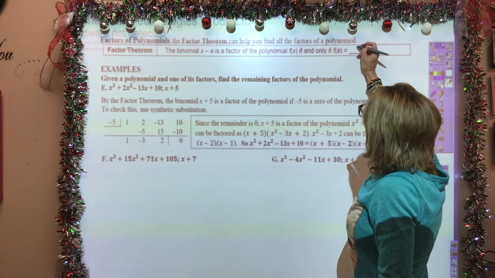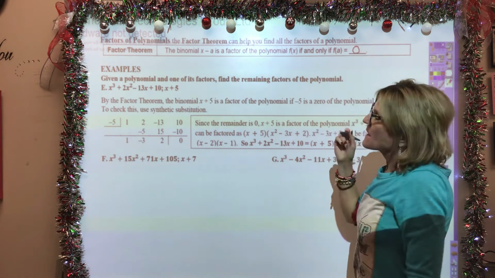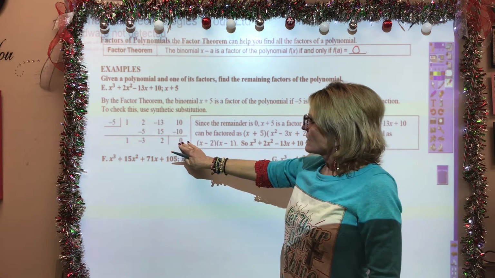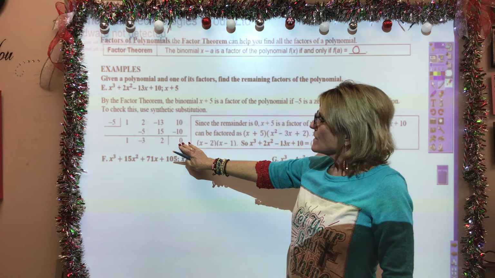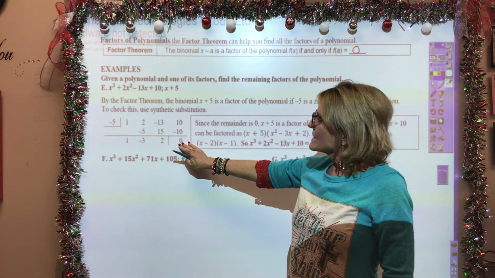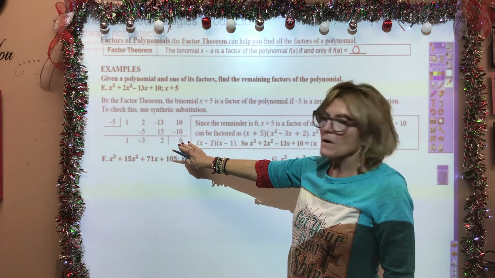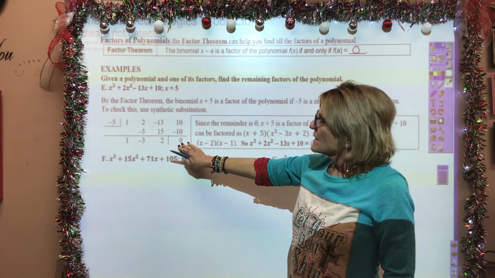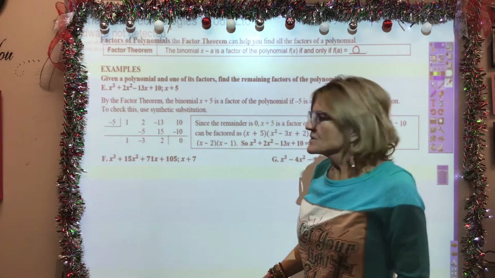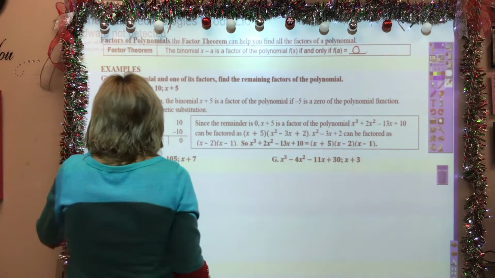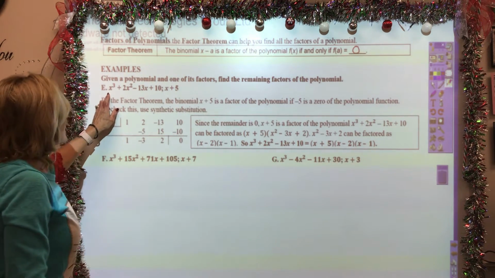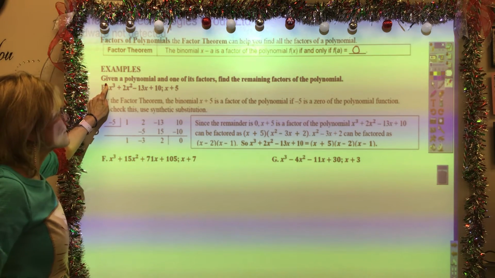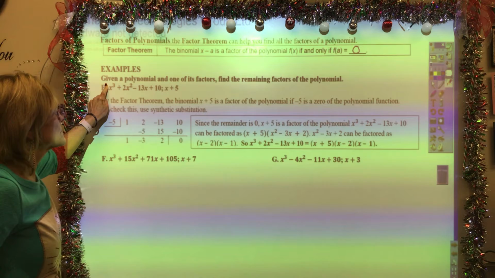a equals 0. So that means that when we do synthetic division, if our last number is 0, then we can further factor down the polynomial. And so that's what we're going to learn to do today. Let's review synthetic division again. So we have our polynomial, and it says given a polynomial and one of its factors, find the remaining factors.